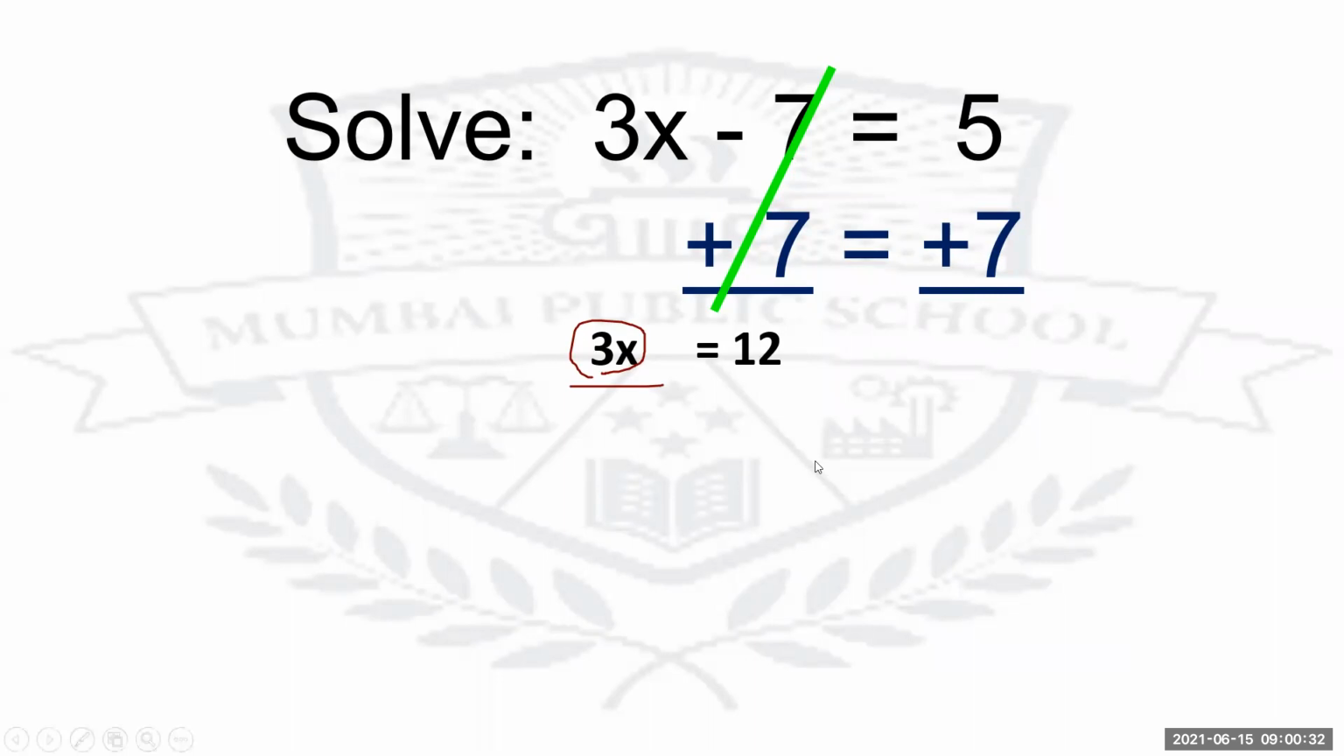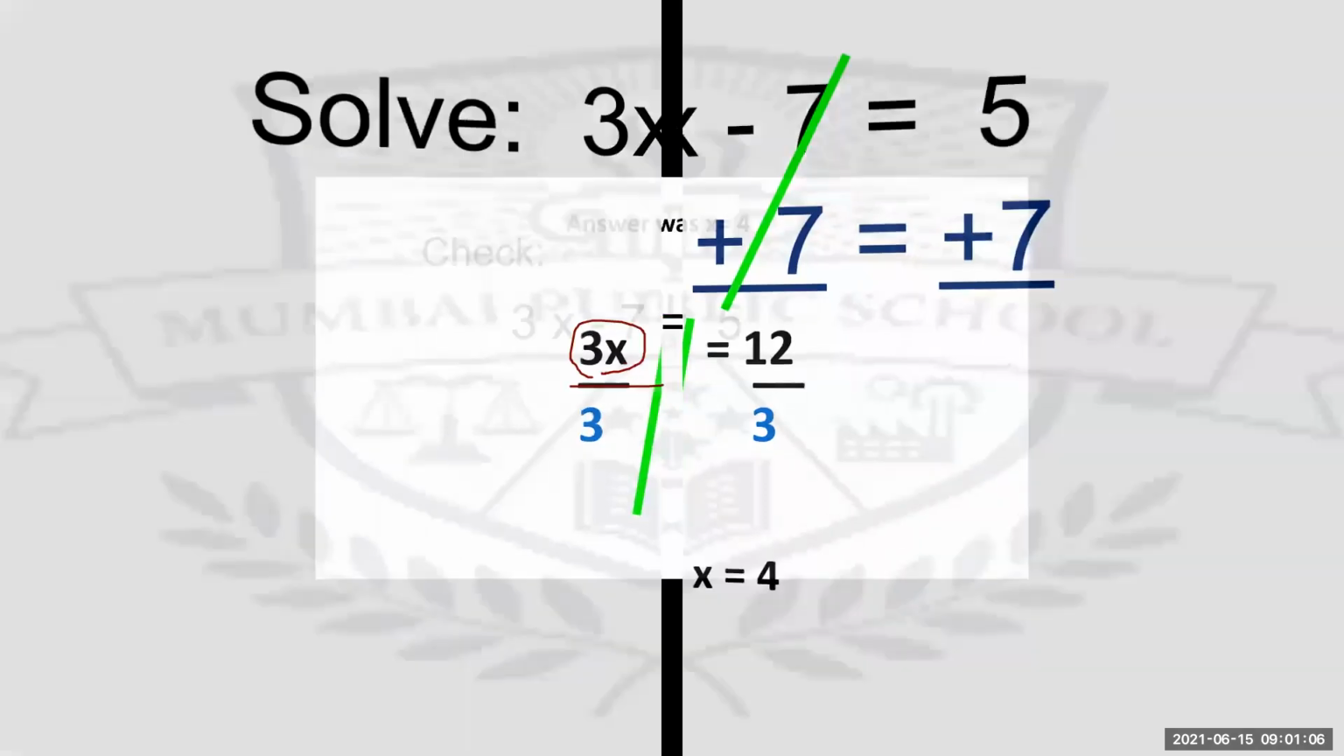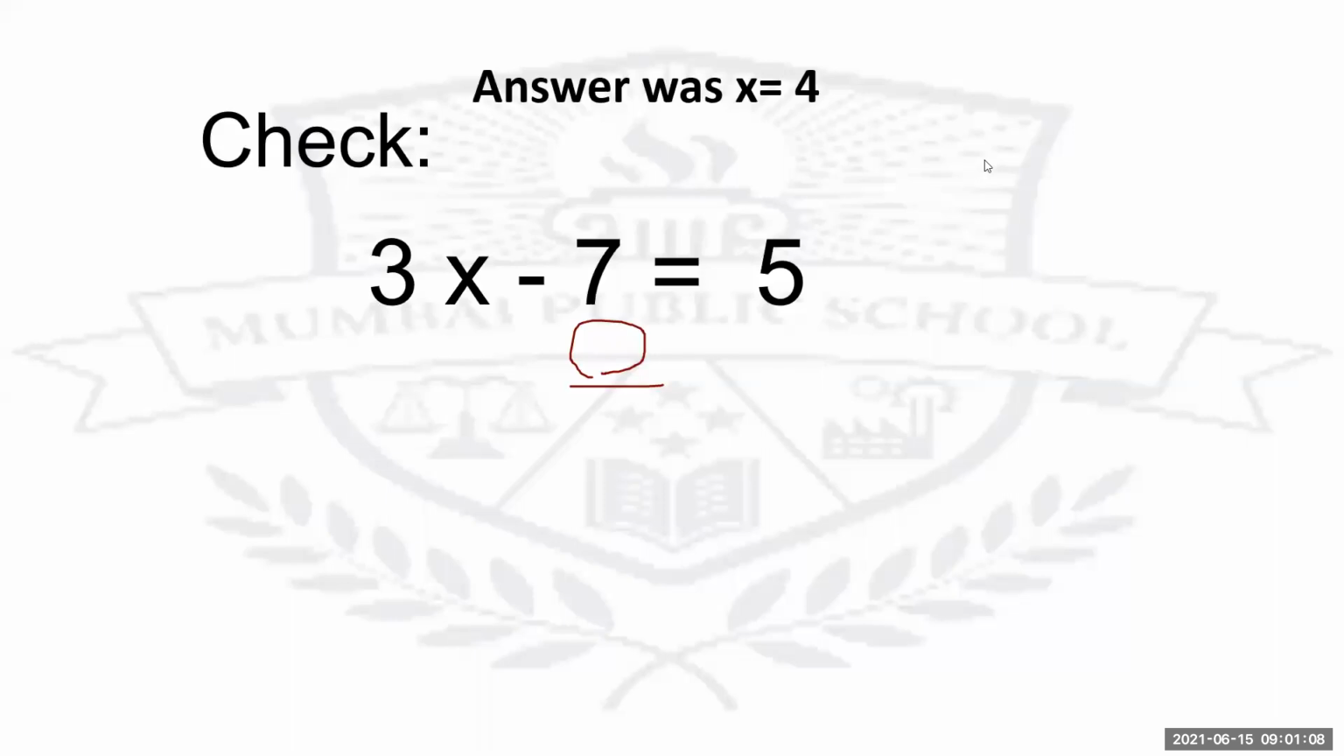You'll get 3x upon 3 equals to 12 upon 3. Understand, it is multiplication, so you're going to do division. So what is the value of x? The value of x equals to 4. Understood? 12 divided by 3 is 4. Here, check what we have done. We have eliminated the subtraction sign in the first case. In the second case, you have eliminated the multiplication sign.